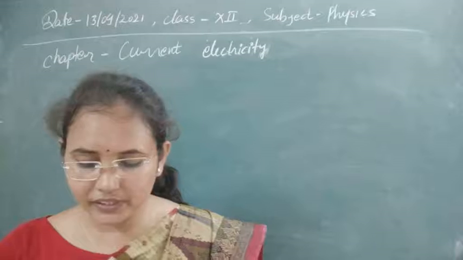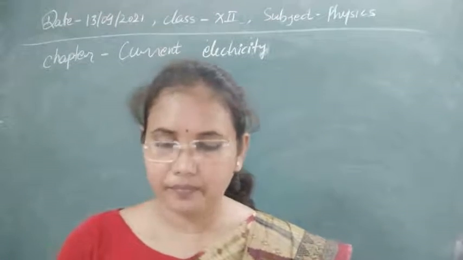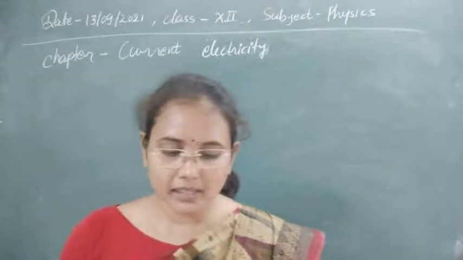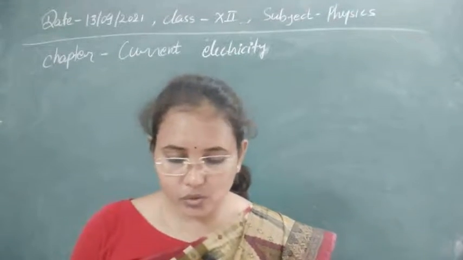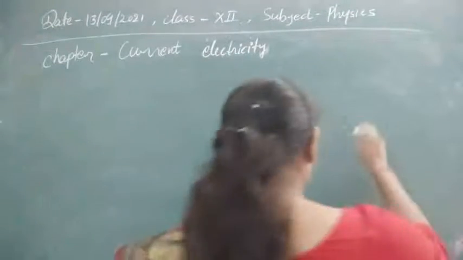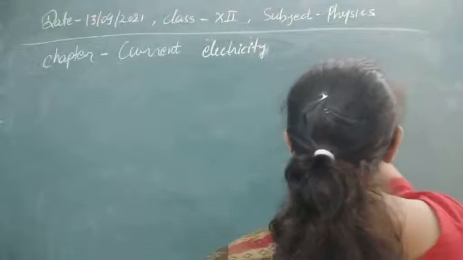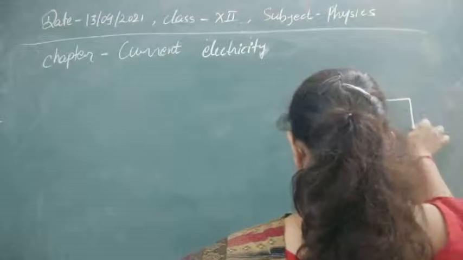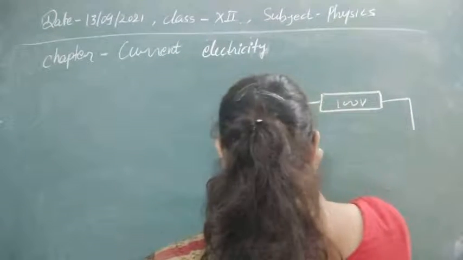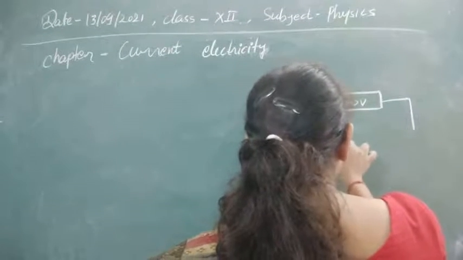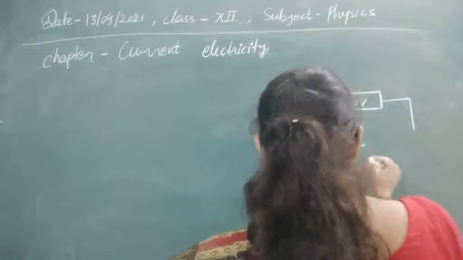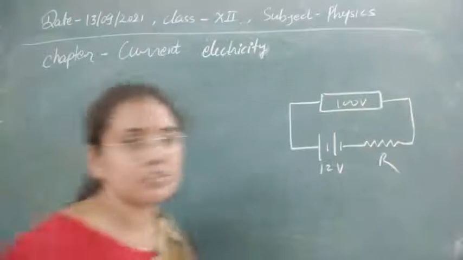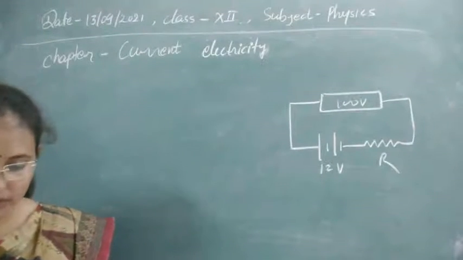Now let's see the next question. Our next question is: a battery is charged by a supply of 100 volt as shown in the figure. So let's see the figure first of all. This is a 100 volt supply that charges the battery. Now this is a potential source of 12 volt and this is a resistance R. So this is the circuit that is given in our question.